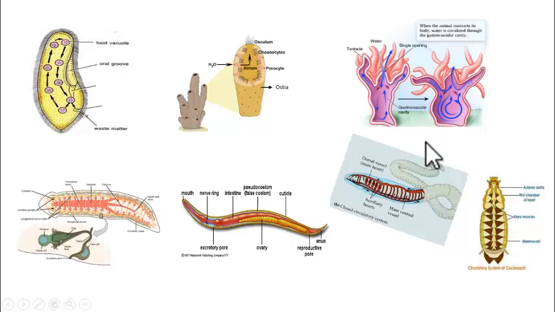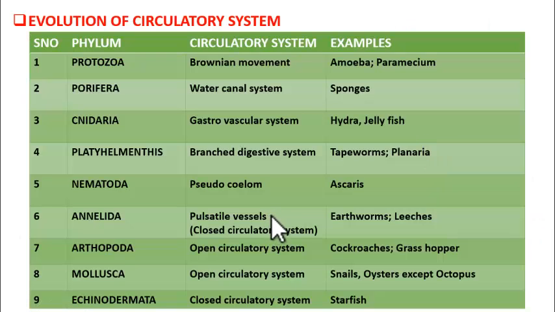Got it, students? The two blood vessels that we have seen are called as pulsatile vessels because the blood moves in these vessels as pulses, and the circulatory system is called as closed circulatory system because blood is moving inside the vessels. Got it? Next it is arthropoda.